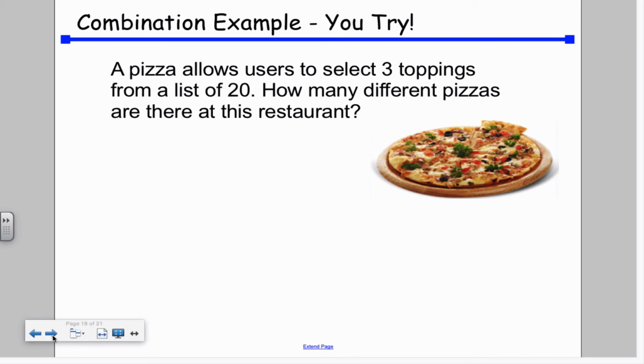Okay, a pizza restaurant allows users to select 3 toppings from a list of 20. How many different pizzas are there at this restaurant? Okay, so this is going to be a combination problem. Hey, combination pizza, right? There you go. So we're going to have 20C3. Okay, I'm going to let you guys try the math on this one.